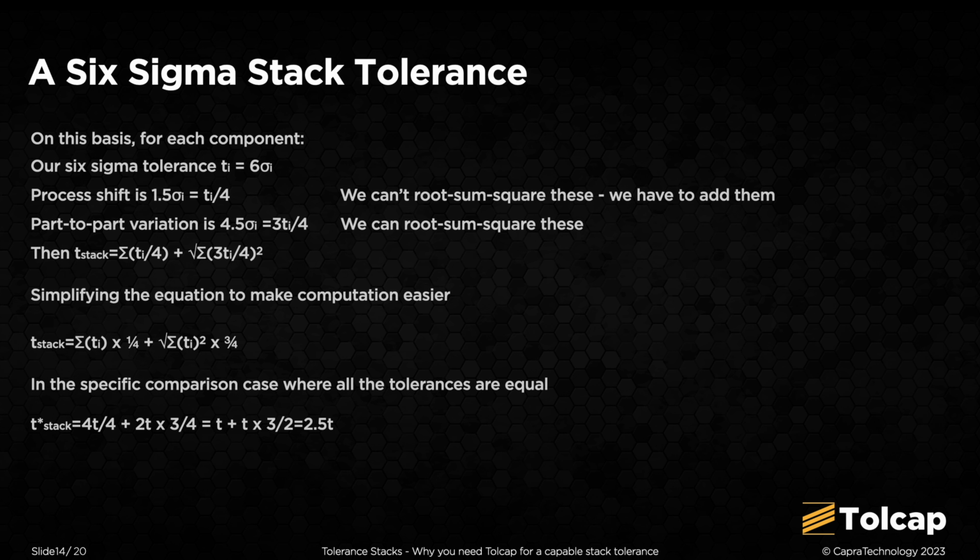In the specific comparison case we made, where all the tolerances are equal and equal to t, the stack tolerance comes to the sum of the tolerances is 4t, we divide that by 4. The root sum square of the tolerances is 2t, we take 3/4 of that, add them together, and we end up with 2.5t. The stack tolerance is 2.5 times the component tolerance.